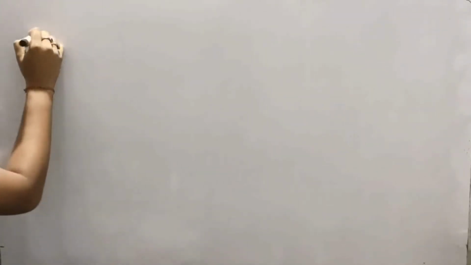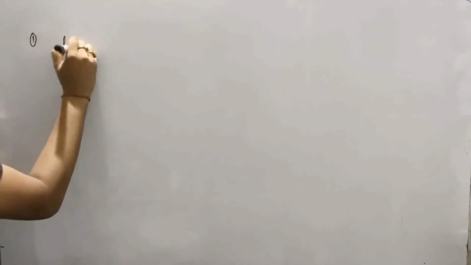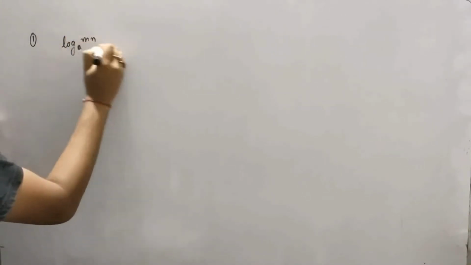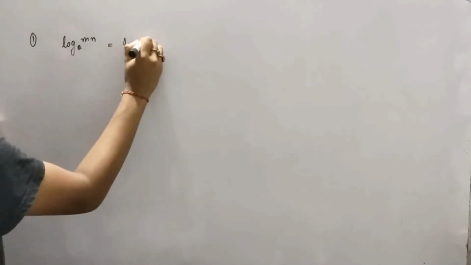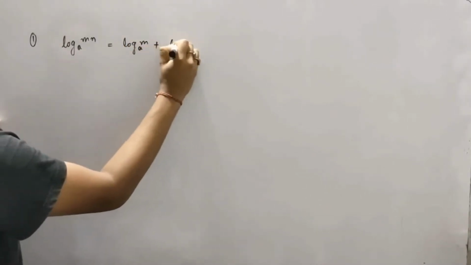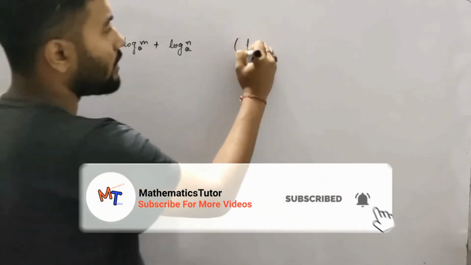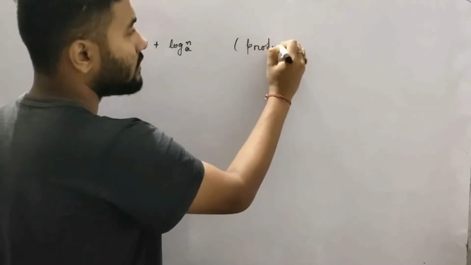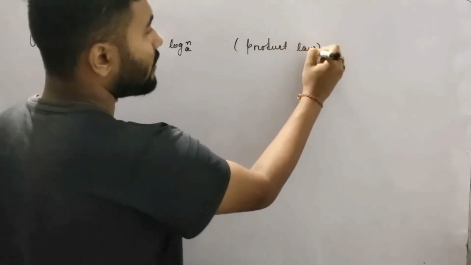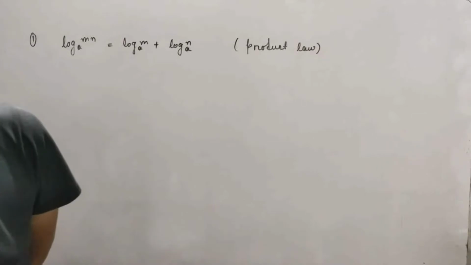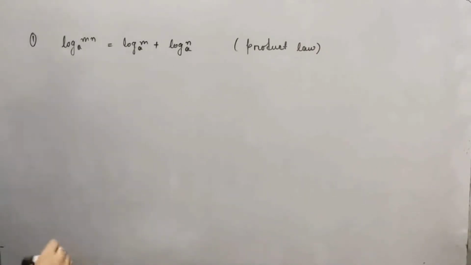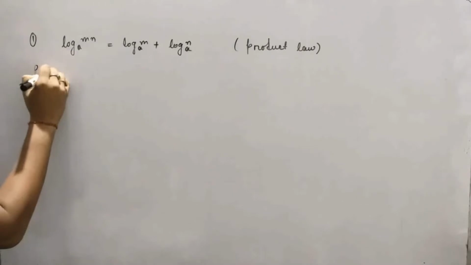In the last video I gave the laws, but the proof was left, so now we will do the proof. What was the first law? Log mn base a will be log m to base a plus log n base a. This law is known as the product formula, or product law. Let us see the proof of this formula now.